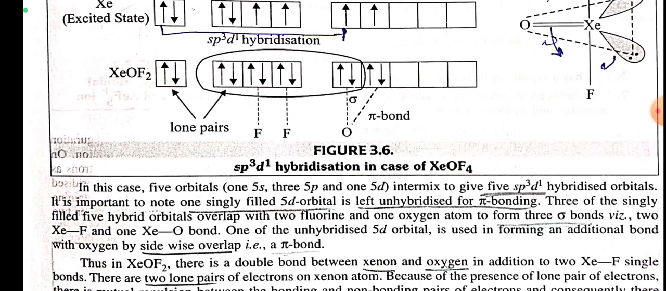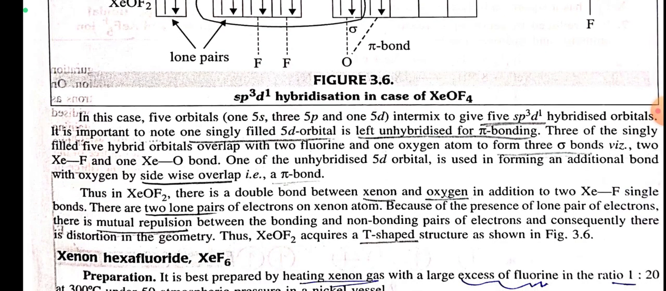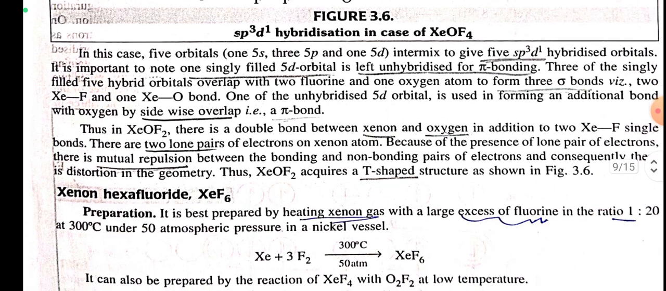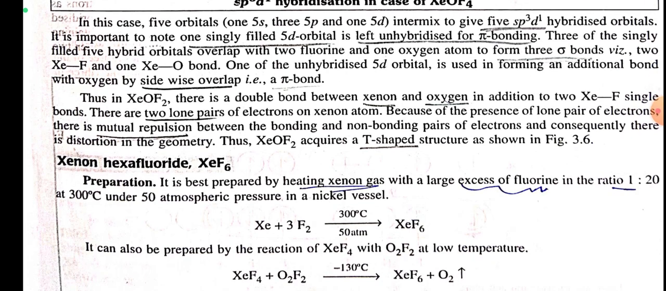In this case, the 5 orbitals, 1 5s, 3 5p, and 1 5d, intermix to give 5sp3d1 hybridized orbitals. It is important to note that one singly filled 5d orbital is left unhybridized for pi bonding. Three of the singly filled 5 hybrid orbitals overlap with 2 fluorine and 1 oxygen atom to form 3 sigma bonds: 2 xenon-fluorine and 1 xenon-oxygen bond.